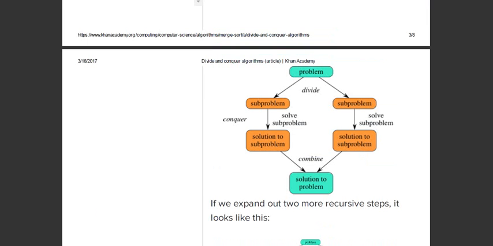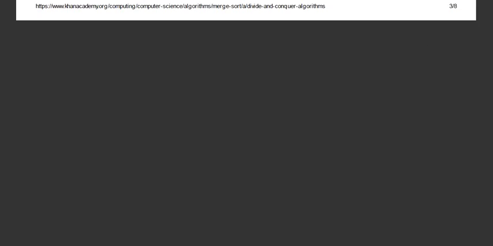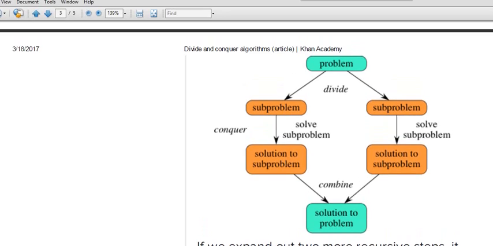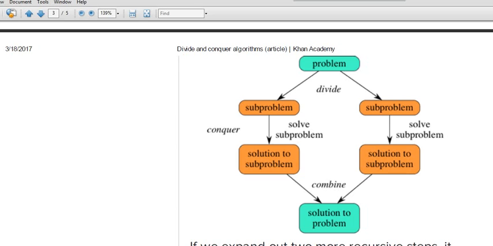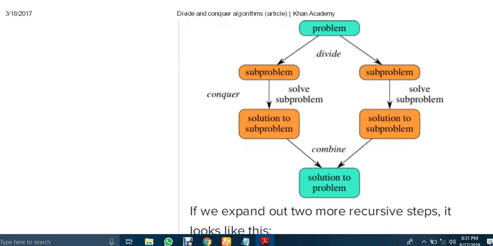This one is the diagram of the divide and conquer section. In this diagram you can see that first of all we have the problem, then we divide the problem into two subproblems and solve the subproblems, then the solutions of the two subproblems are combined, and that is how we get the solution of the total problem. That is how divide and conquer works.